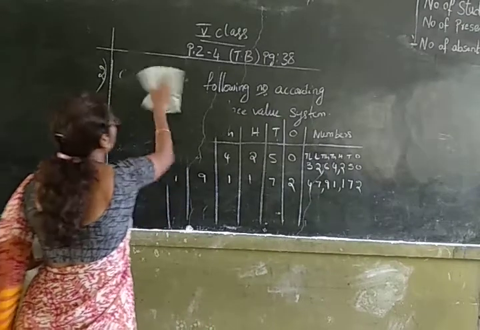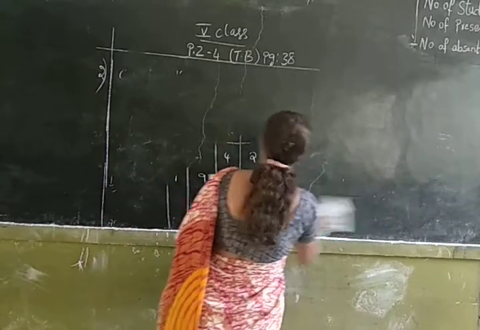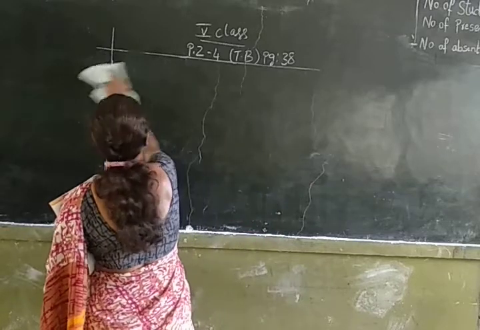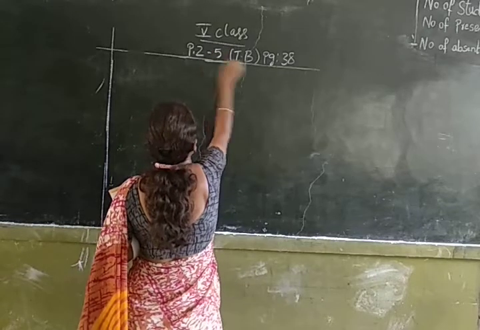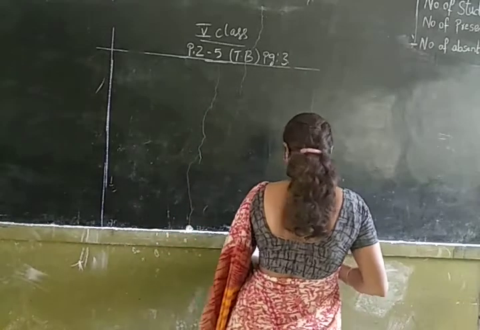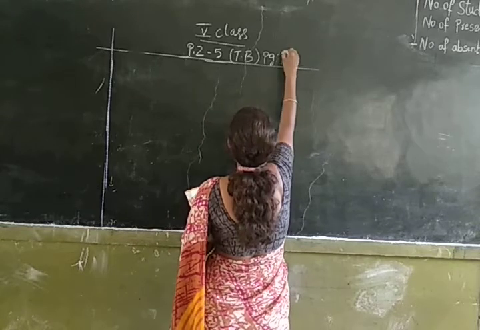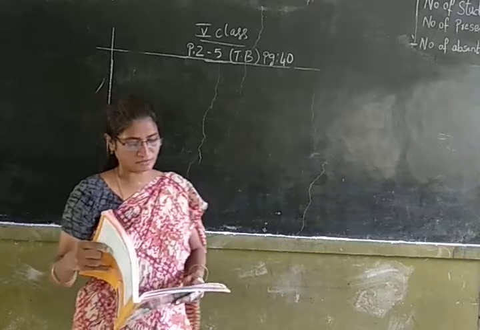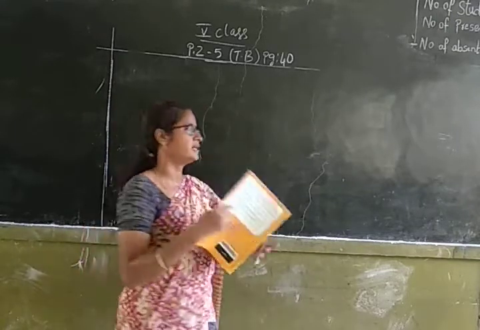Okay children. Now let us move to the practice zone 5 in textbook, page number 40. So what is the question? The question is, fill in the following blanks with appropriate sign.